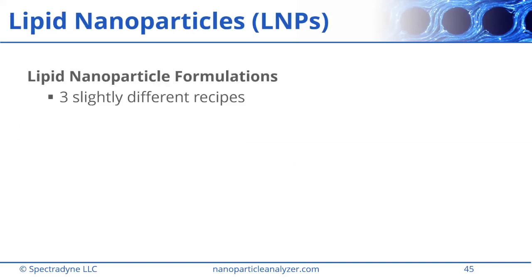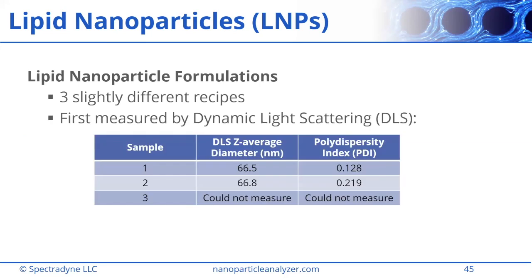So here, we'll look at 3 different lipid nanoparticle formulations. They're slightly different recipes. And the first thing we do is measure them by dynamic light scattering. Sample 1 returned a Z average of about 66 nanometers diameter, with polydispersity index 0.1. Sample 2 measured about the same Z average, right? These are pretty insignificant differences with a similar polydispersity index. And sample 3 could not be measured with dynamic light scattering, presumably because the polydispersity index was too high.